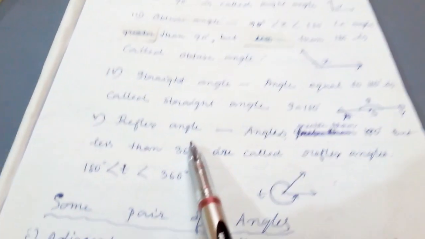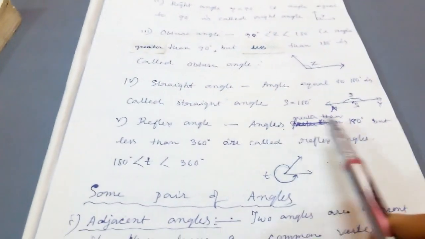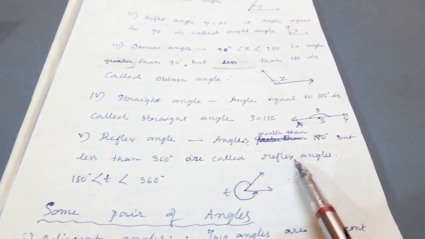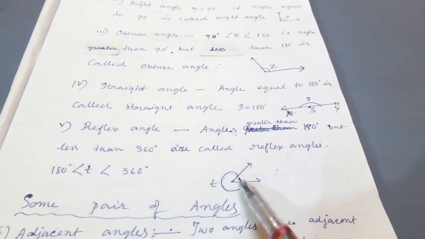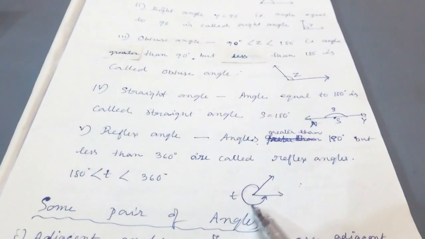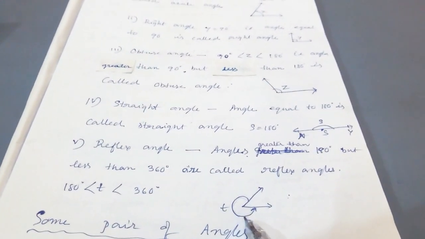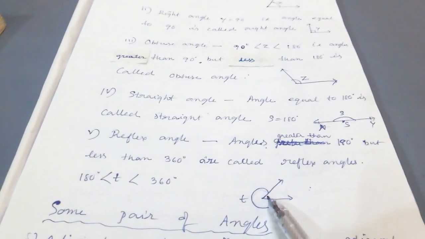Reflex angle. The angles greater than 180 degree but less than 360 degree are called reflex angles. This angle is called a reflex angle. This is more than 180 degree but less than 360 degree.